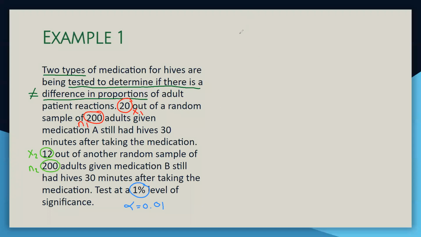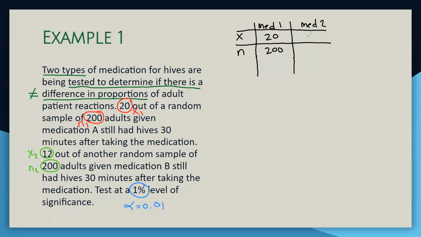So first I'm going to organize my information. I'm given X's and N's, and I'm given medication 1 and medication 2. I'm going to leave a little bit of extra room here. So column 1, we color coded in red, so that's 20 out of 200. Medication 2, we color coded in light green, so 12 out of 200.